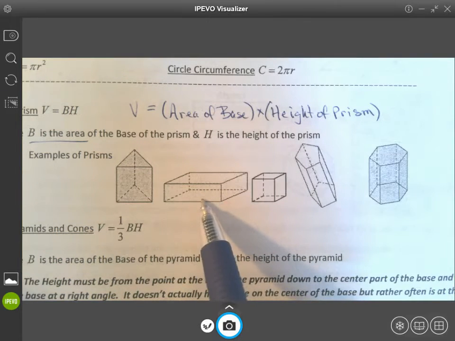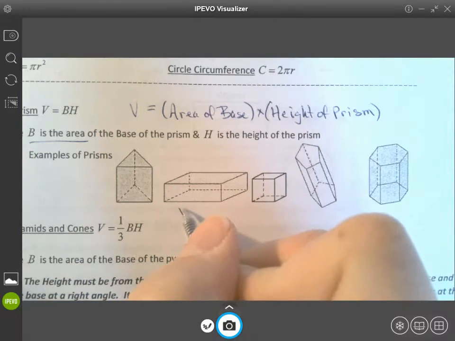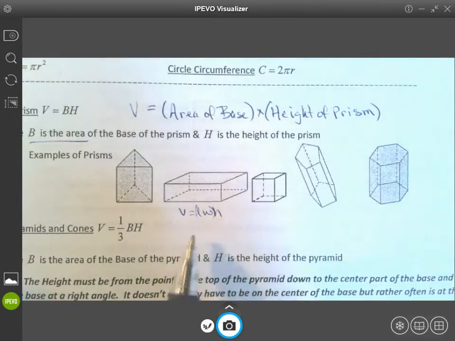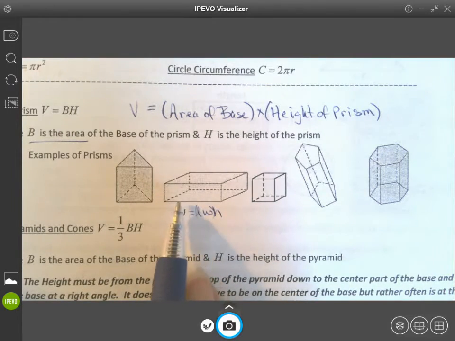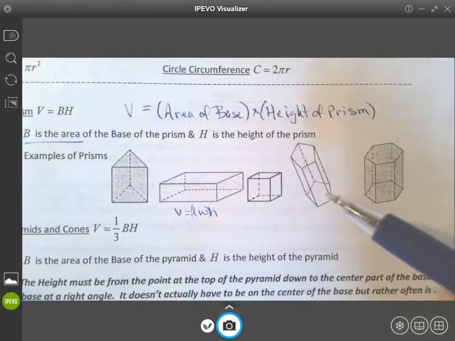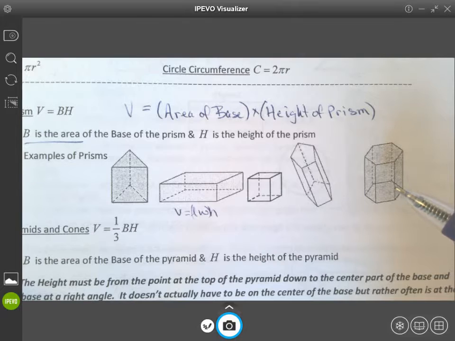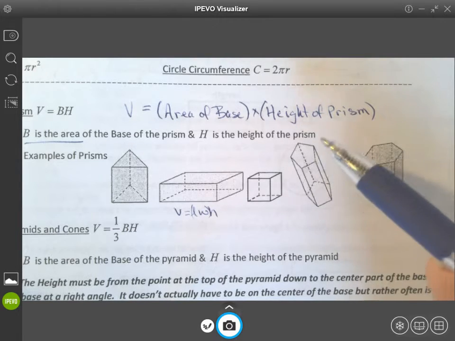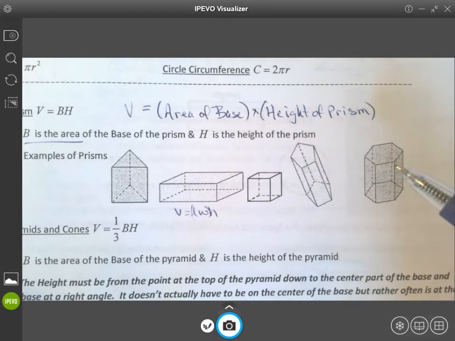Rectangular prism, well, the volume is length times width times height. Isn't length times width the area of the base? Length and width, and then we multiply by the height. So that's what you're doing. Now, doing a pentagonal prism or a hexagonal prism, those will be harder because we don't have a formula that we know to find the area of the pentagon or the hexagon. So there are formulas out there, but we're not going to focus on those.